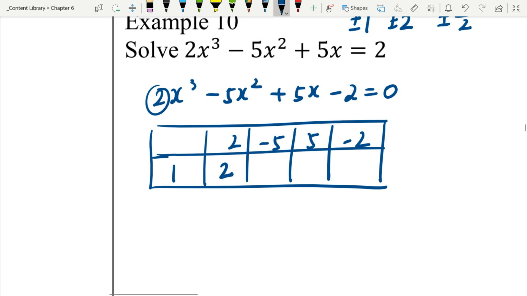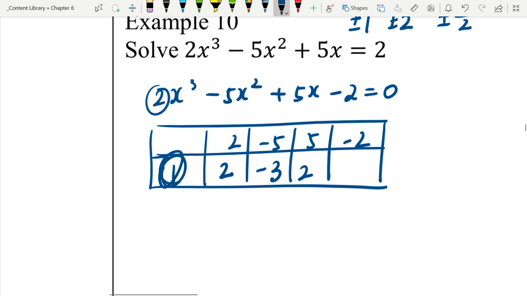So we got 2 in the first place. Copy the first one down. 2 times 1 is 2. 2 plus minus 5 is minus 3. Minus 3 times 1 is minus 3. Minus 3 plus 5 is... always times with the left-hand side number. Which number times 4? The 2? No, it's always the left-hand side number. I do that all the time.